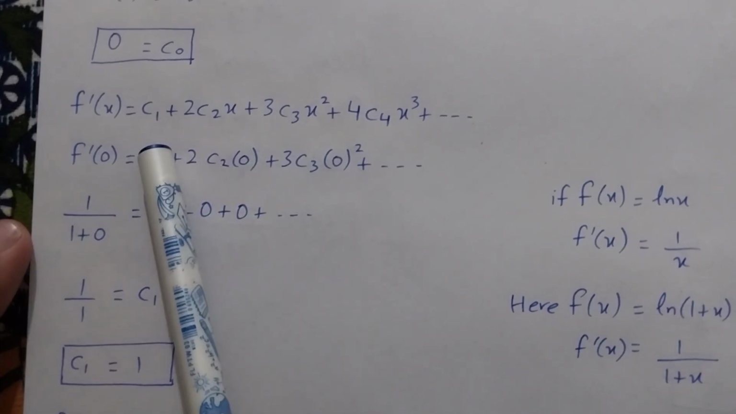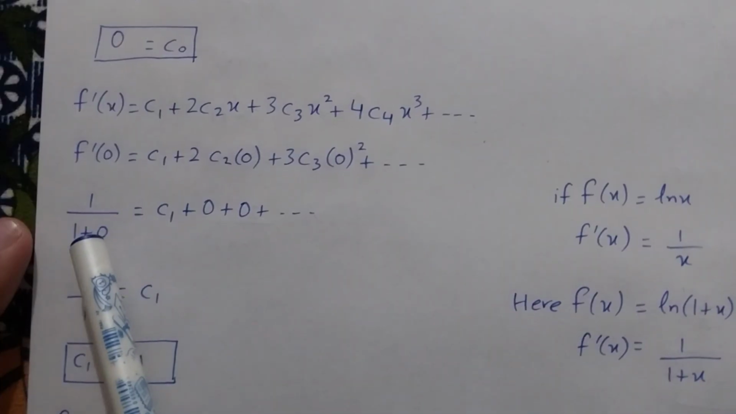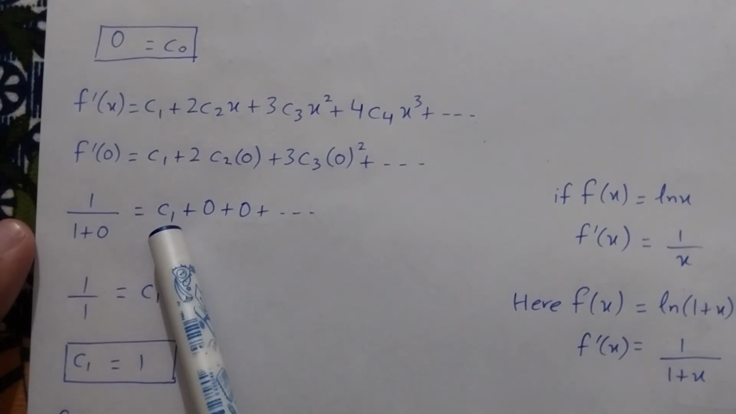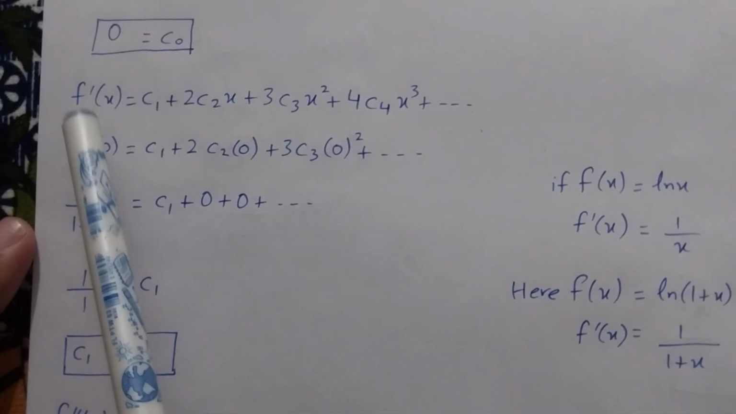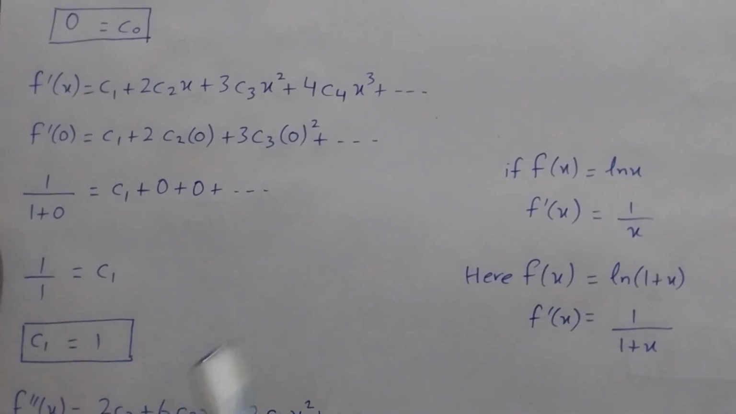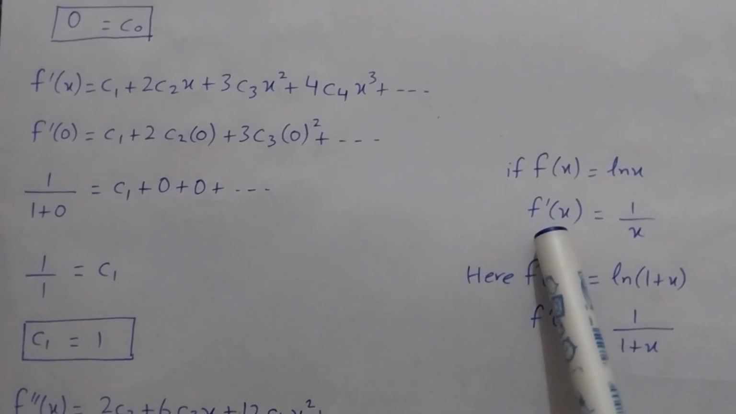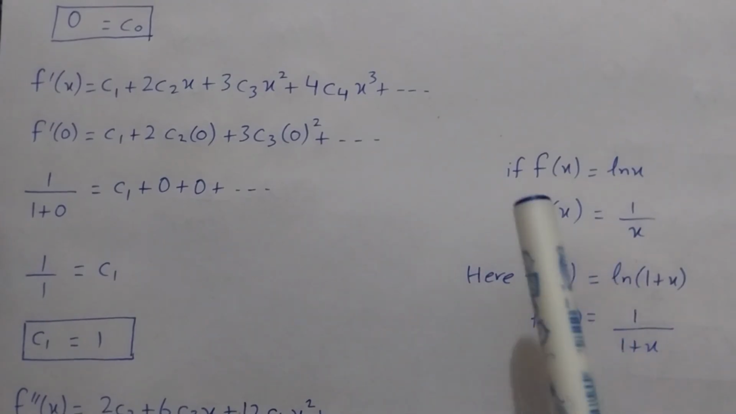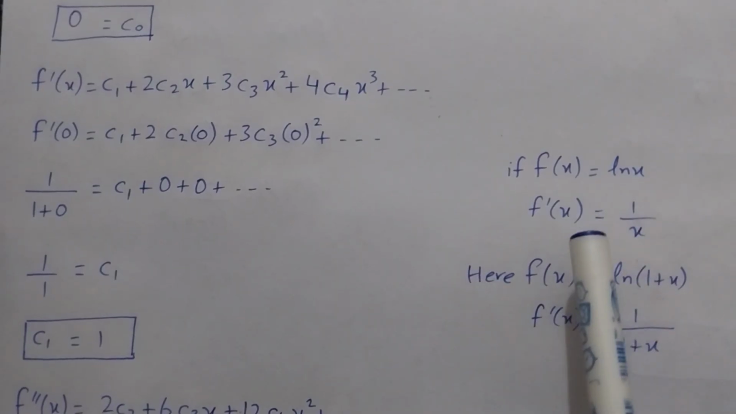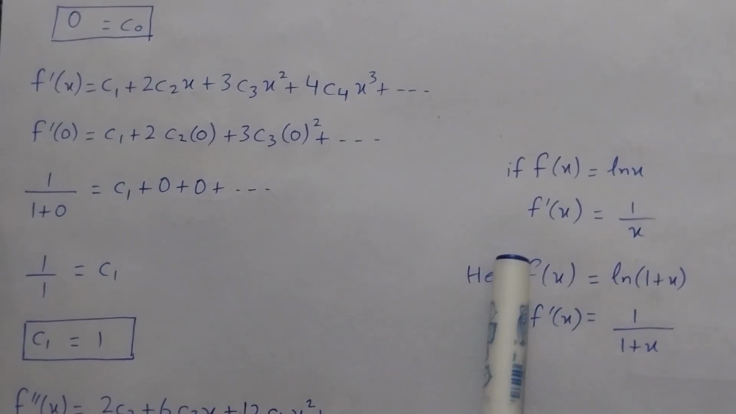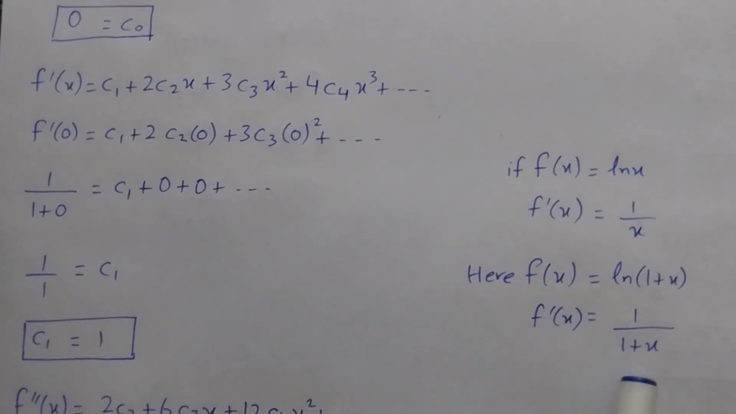We are interested in finding c1, so we'll put x is equal to 0, and these terms will become 0, so we'll be left with c1 on the right hand side. On the left hand side we need to take the derivative of our function, which was natural log of 1 plus x. If f of x is equal to natural log of x, its derivative is 1 over x, but here we have 1 plus x in place of x, so that will make no difference apart from this, that the denominator will now be 1 plus x in place of x.